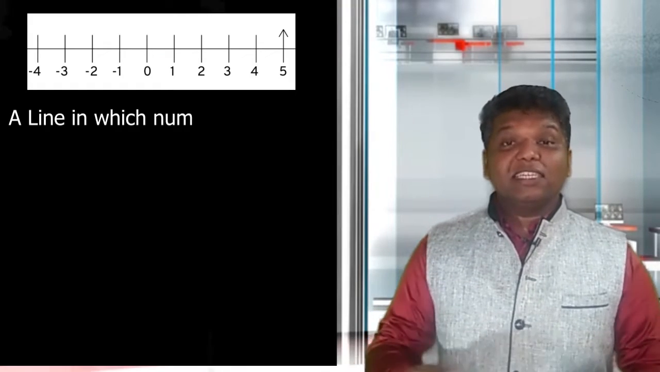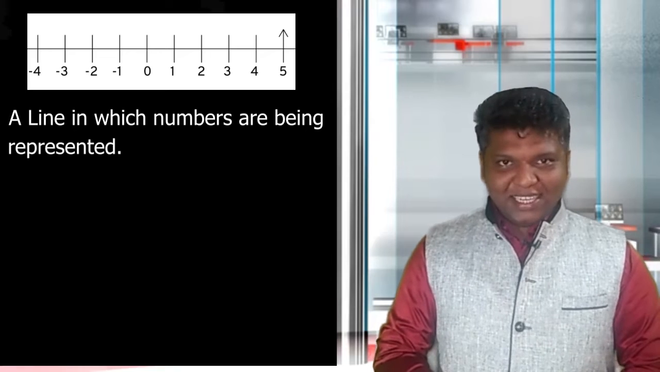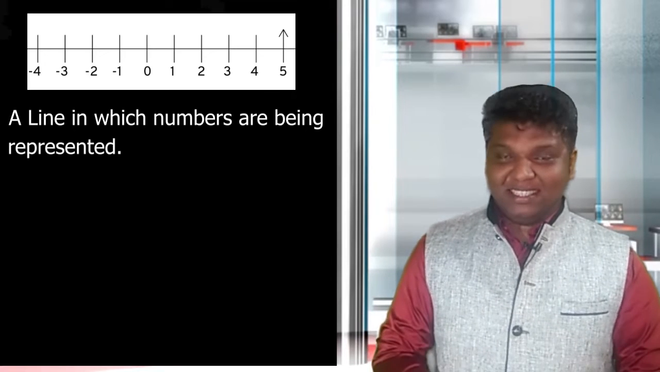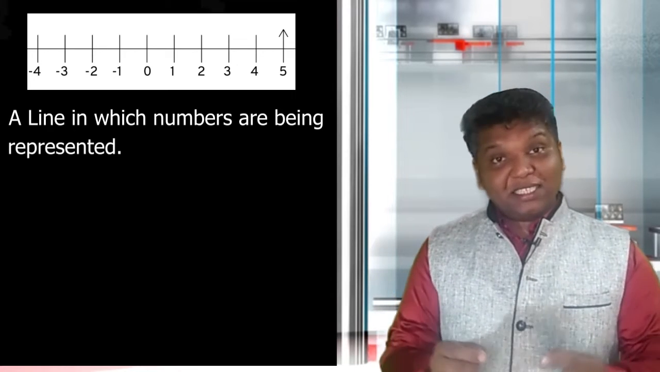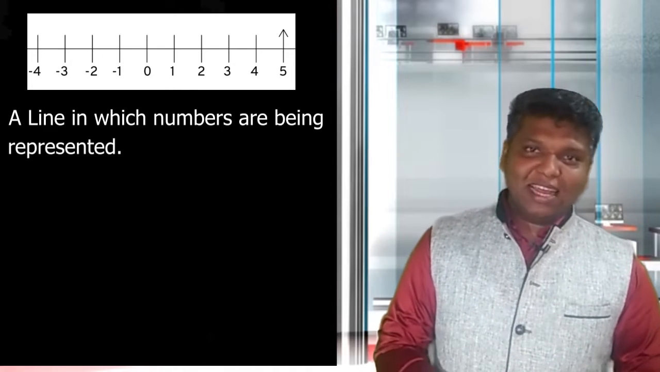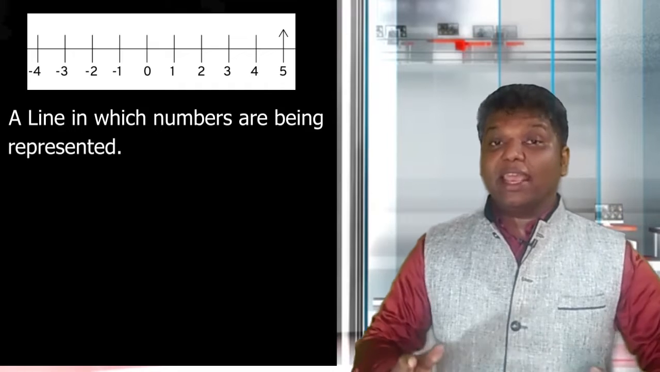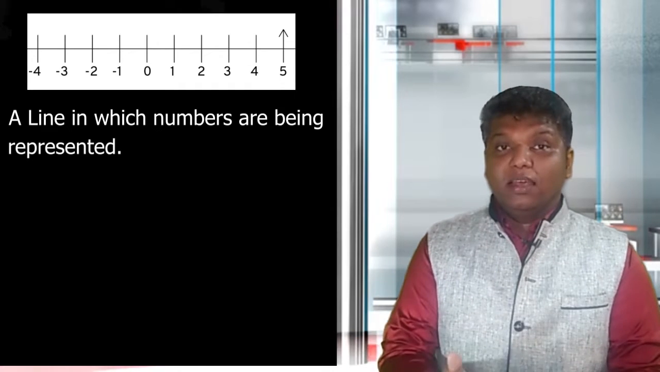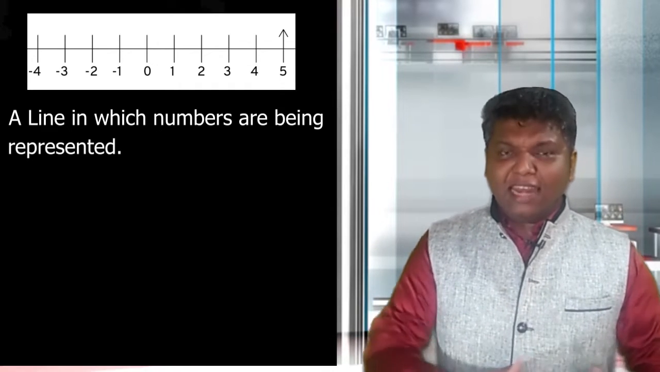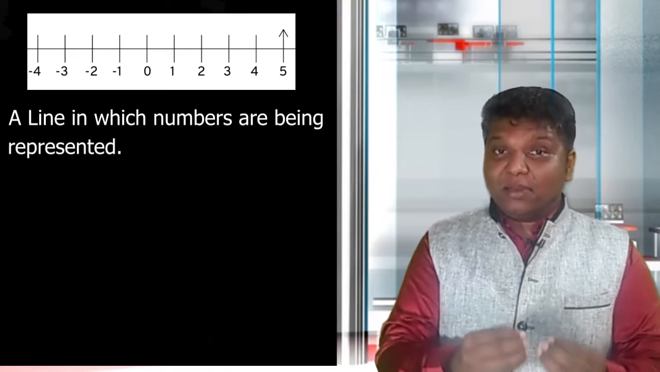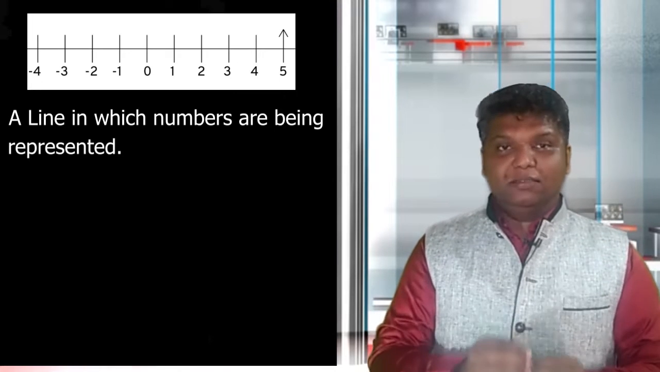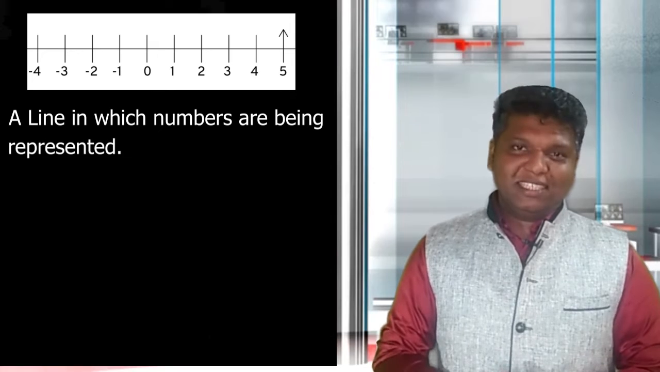In our previous classes, we have already studied about the number line. What is a number line? A line in which numbers are being represented, right? We have already studied about real numbers, and the representation of real numbers on a number line we have studied in our 8th class. Today in this section, we are again going to recollect some of the things which we have already studied, and we are going to understand a little bit more deeply about the number system.